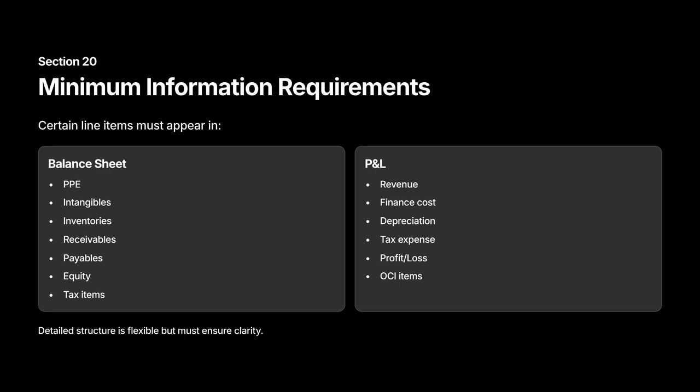Minimum information requirements. Certain line items must appear on the face of primary statements. Examples on the balance sheet: PPE, intangibles, inventories, receivables, payables, equity, and tax items. On the P&L, revenue, finance cost, depreciation, tax expense, and OCI items. Structure is flexible, but must be clear and informative.